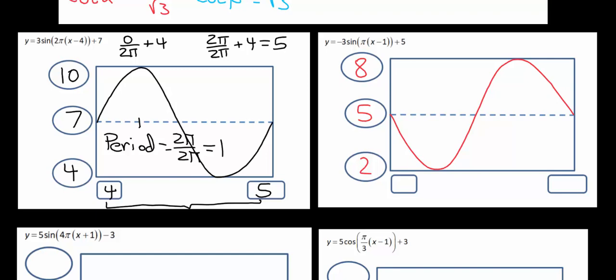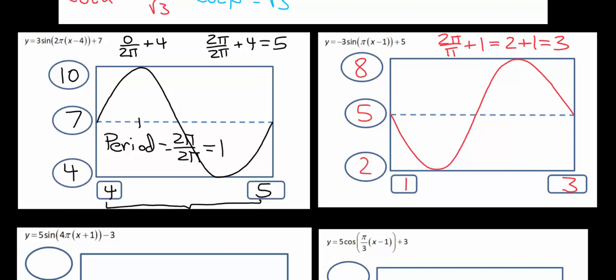Okay, so that's valuable information. Now let's see where it starts. 0 divided by pi plus 1, it's going to start here at 1. Now it normally would end at 2 pi, but we divide by b and add c, and we get 2 plus 1 is 3. So there we have that.